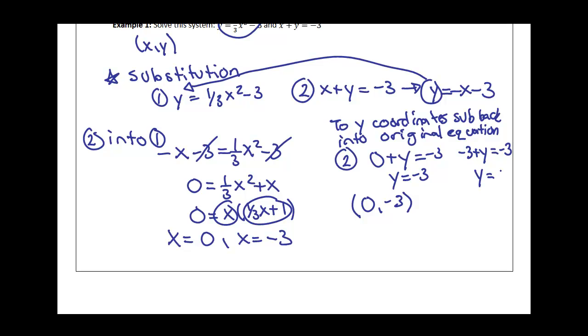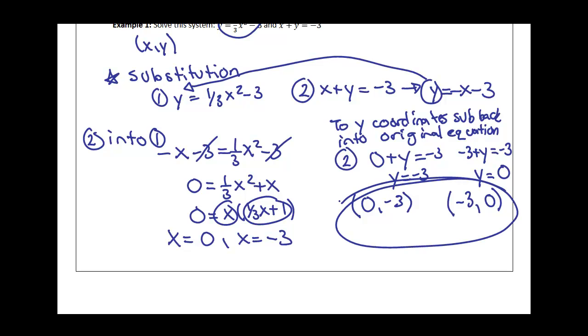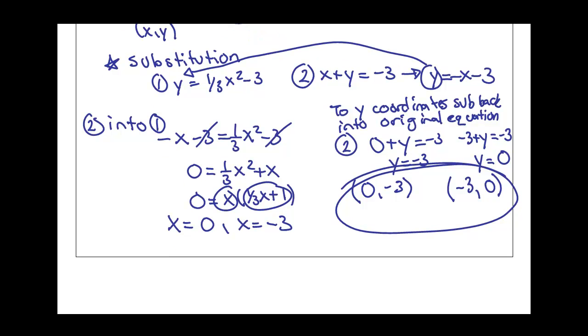y equals 0. So then the other point is -3 and 0. And hence, these two coordinate points here are the solutions to this system of equations. And we can see that we have two solutions, so they must cross at 2 points. Excellent. So there's another system of equations that we need to look at as well.